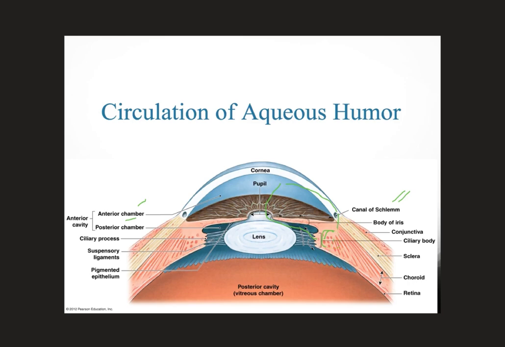So again, the aqueous humor is produced by the cells of your ciliary body. It's going to move to your anterior chamber over here through this opening of the pupil. And then it comes back to the posterior chamber through the canal of Schlemm. Now, what do you think would happen if you had this canal of Schlemm blocked? So that's something that I want you to think about.